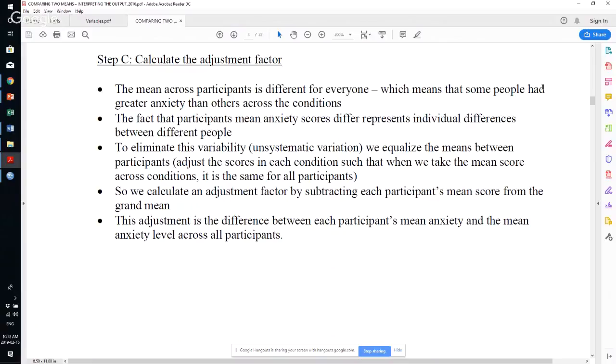But to eliminate this variability, which is unsystematic variation because there are differences between people, we equalize the means across participants. So we adjust scores. Now we have to calculate this adjustment factor. Again, if you really want to understand this theoretically, read it over and over again in the textbook. But this is not something I'm going to test you on in the exam or anything, okay?